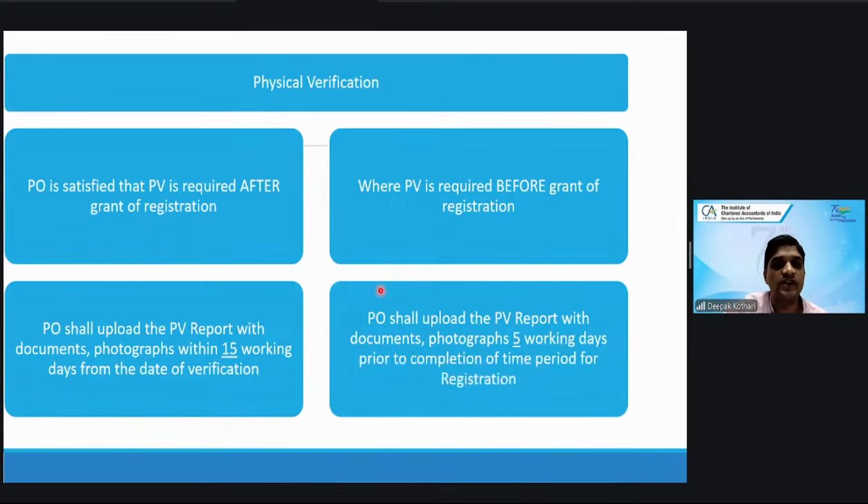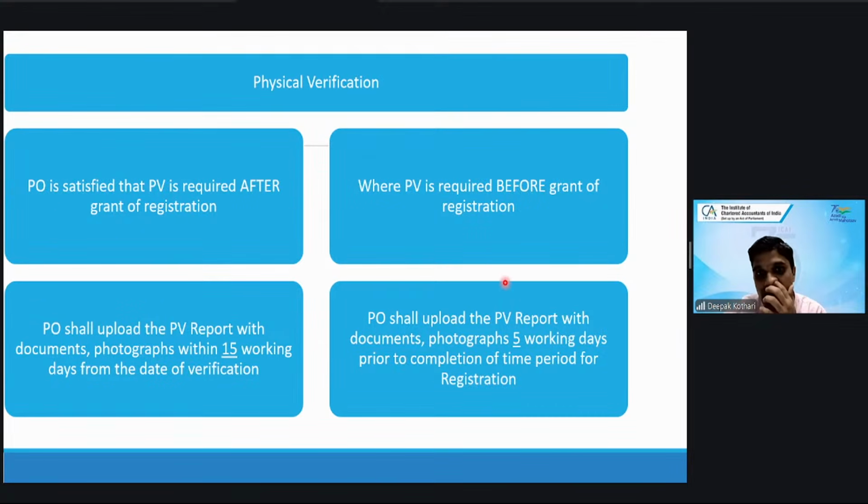Physical verification, when will they do it? If a PO is satisfied that physical verification is required after grant of registration, then he can do it. Or physical verification may be required before grant of registration. In either case, the proper officer, PO here in GST means the proper officer, will upload the physical verification report with the documents and photographs within 15 working days from the date of verification. That is, when he's granted you the registration, then he can say verify it.